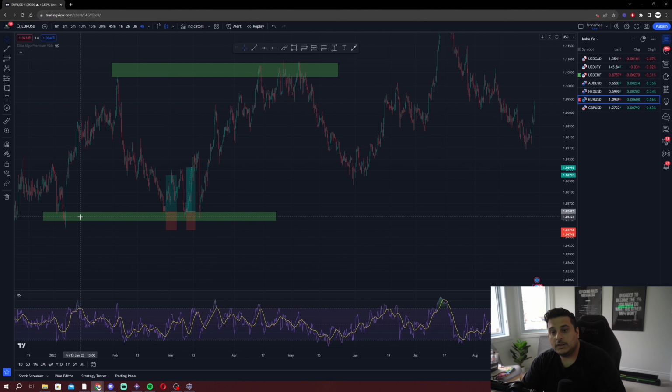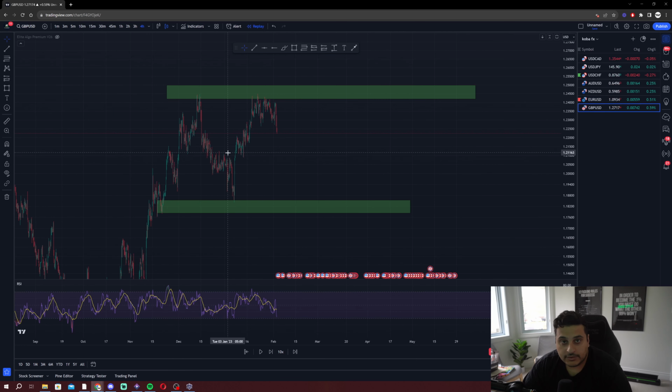All we're doing really, again, is just making sure that we draw up the proper supply and demand levels on our charts, and then making sure that we look at the RSI and we want to get in when it gets oversold or overbought. Let me show you guys some examples of this. Okay, so here's a quick example.